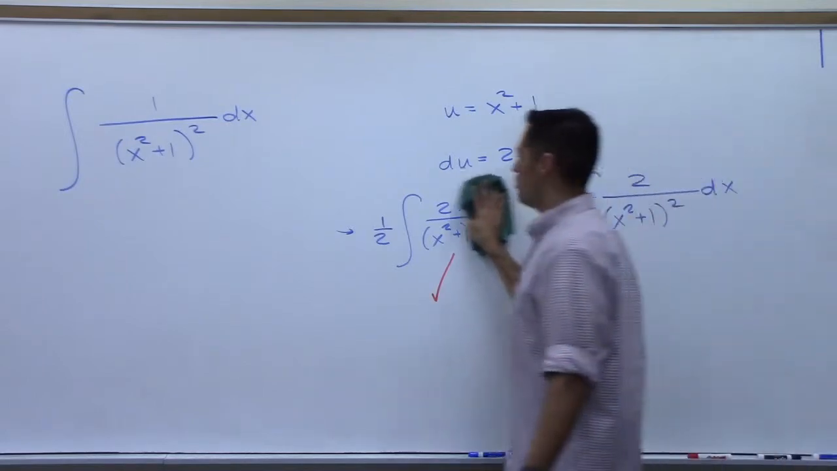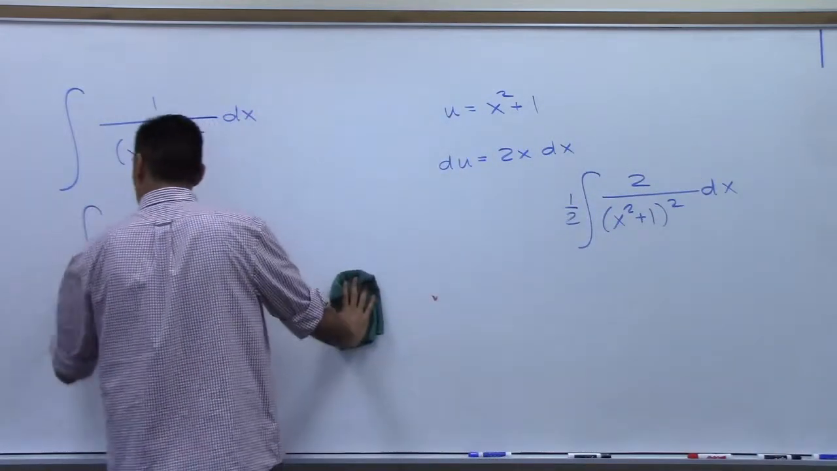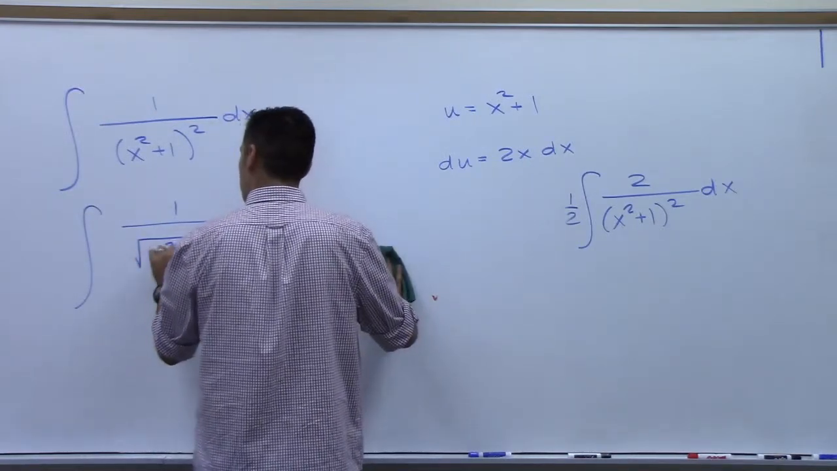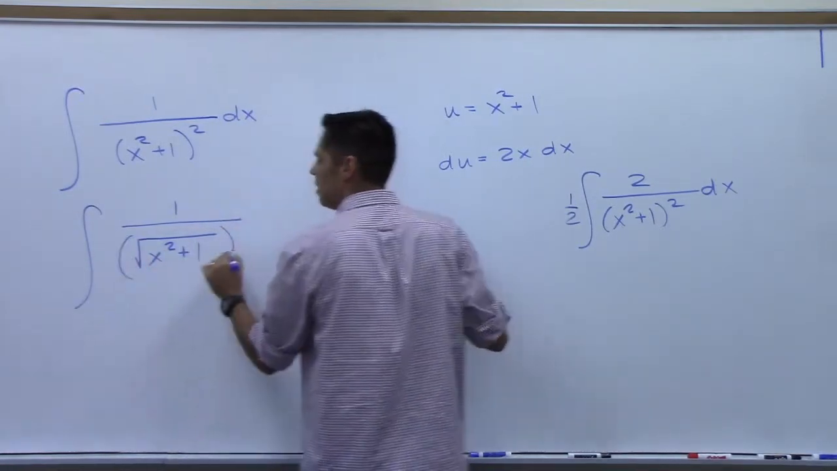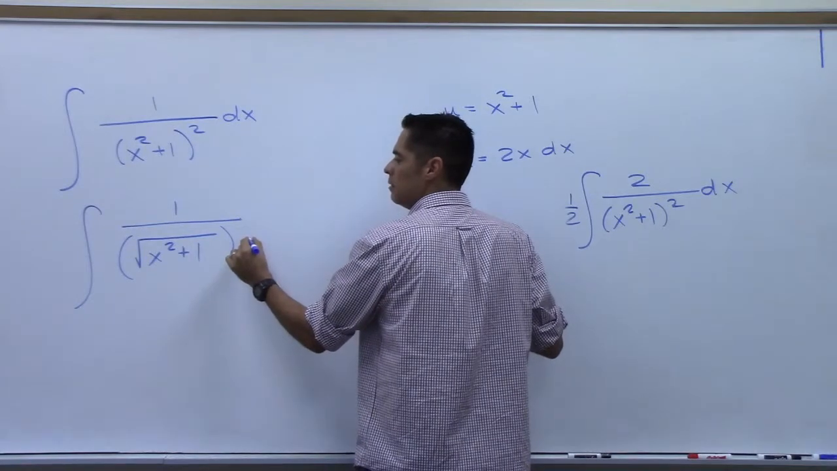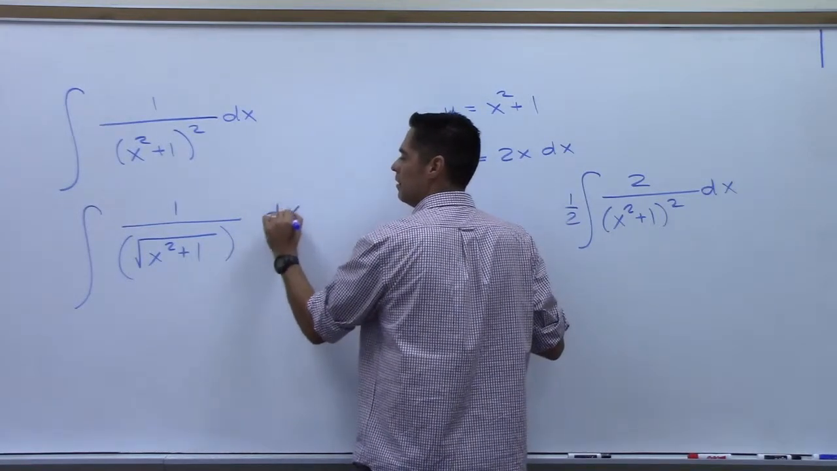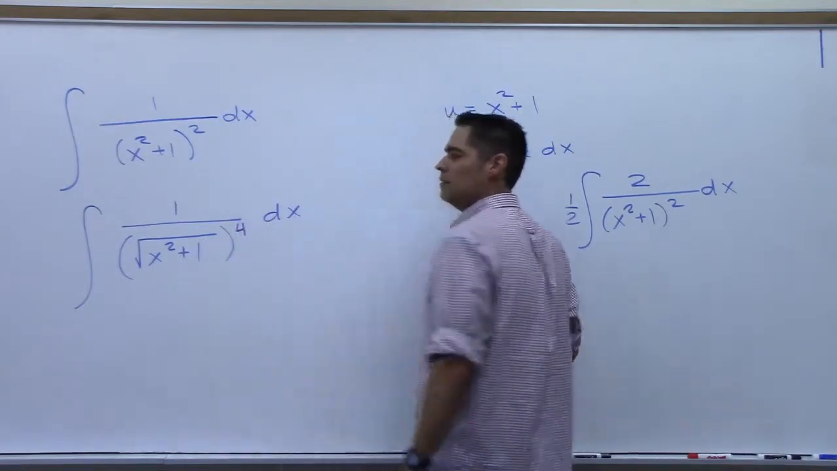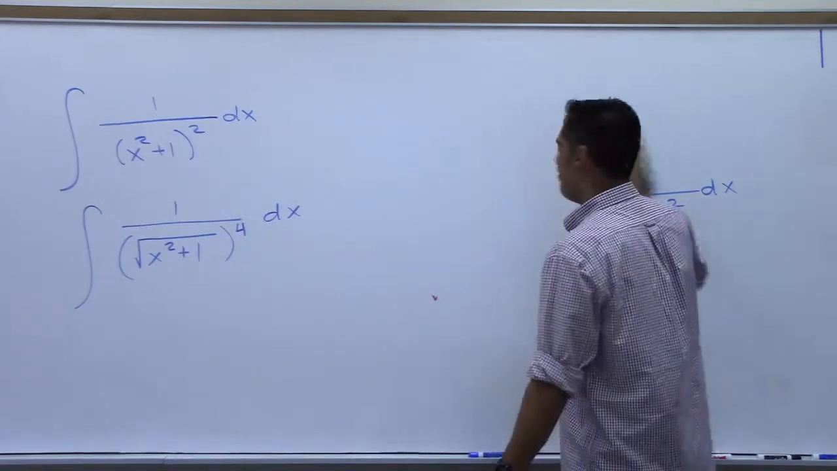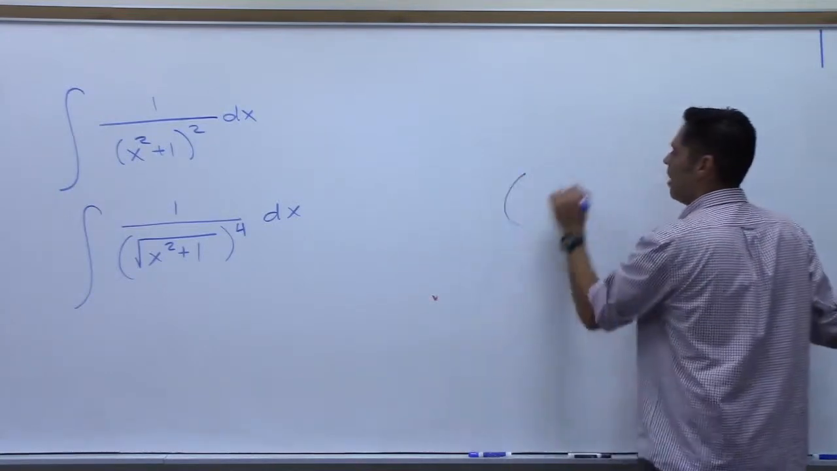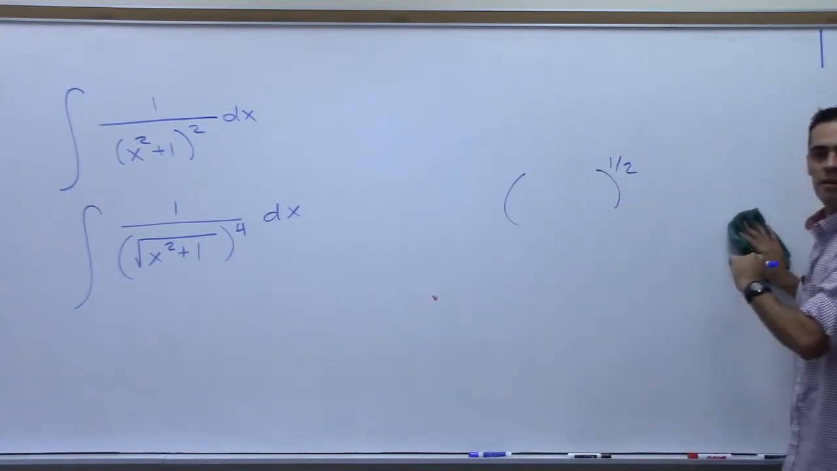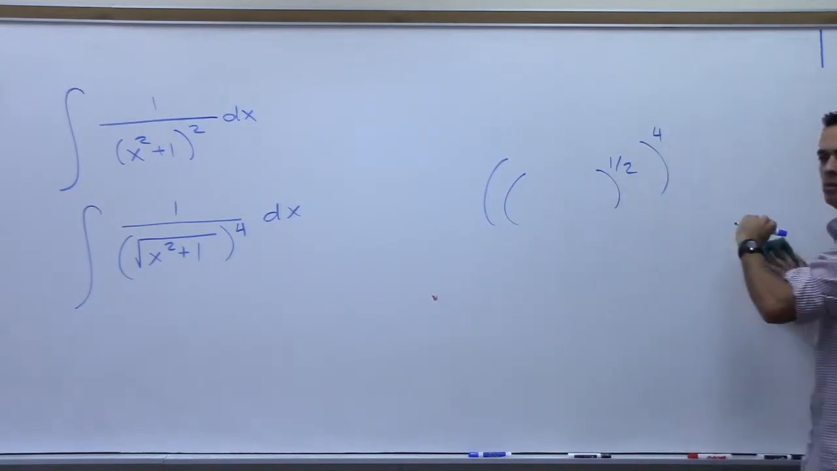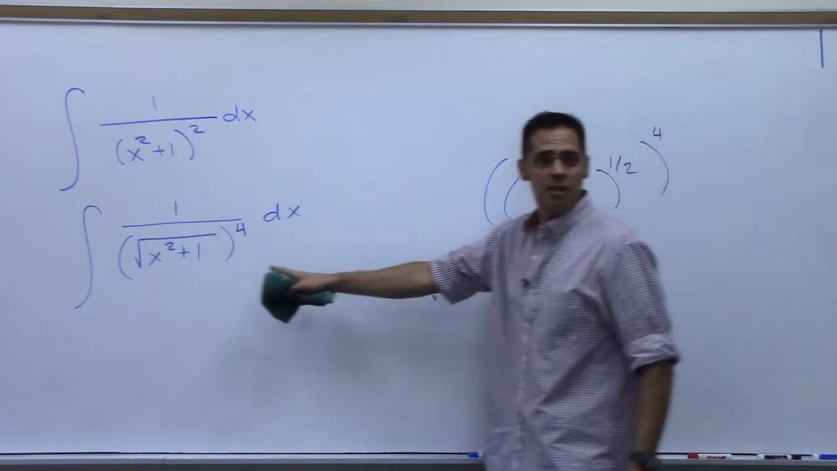So what you're going to do is rewrite it now. It's 1 over the square root of x squared plus 1 to the 4th power. Isn't that what it means to square something? If you raise it to the 1/2, that's square root, right? Take that and raise it to the 4th. You multiply these. Half of 4 is 2. So that is a hidden trig sub right there. You see it?